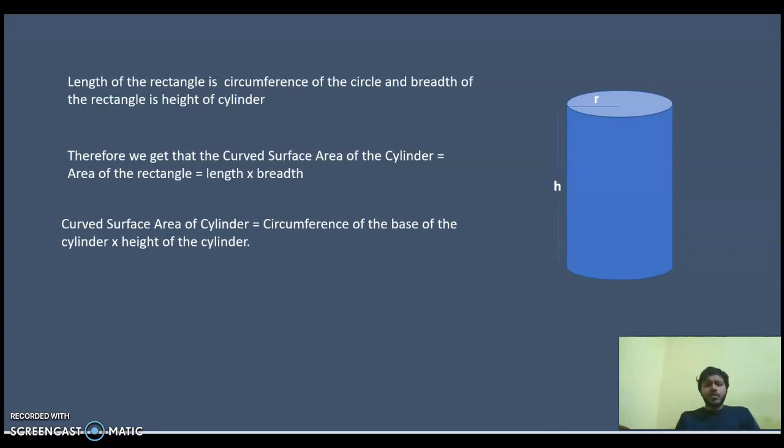The circumference of the base of the cylinder is nothing but the circumference of the circle, that is 2 pi r, whereas the height is h. So we get the curved surface area of the cylinder with radius r and height h as 2 pi r h.